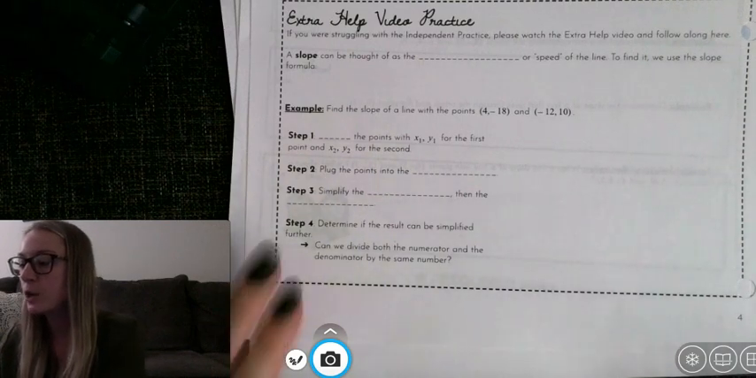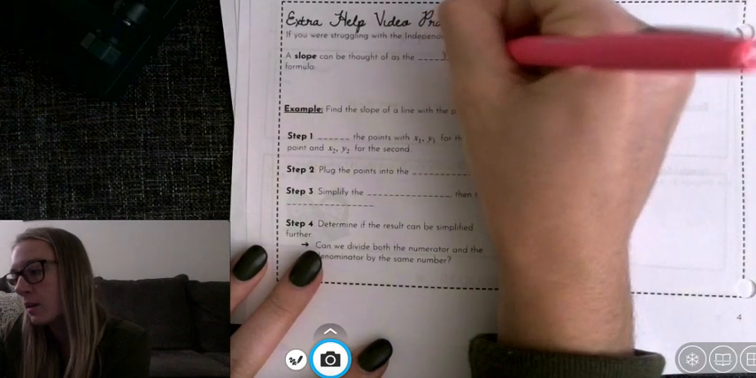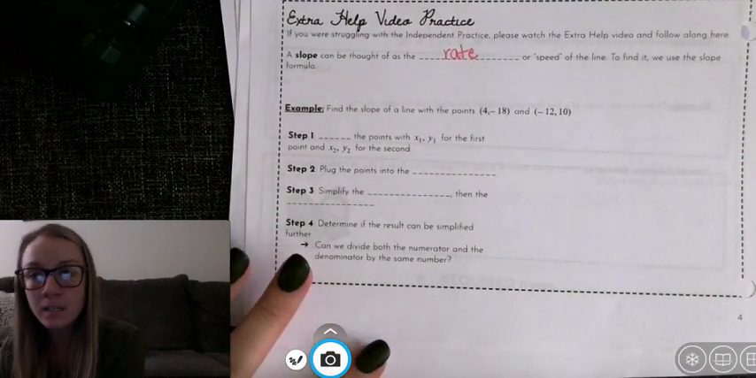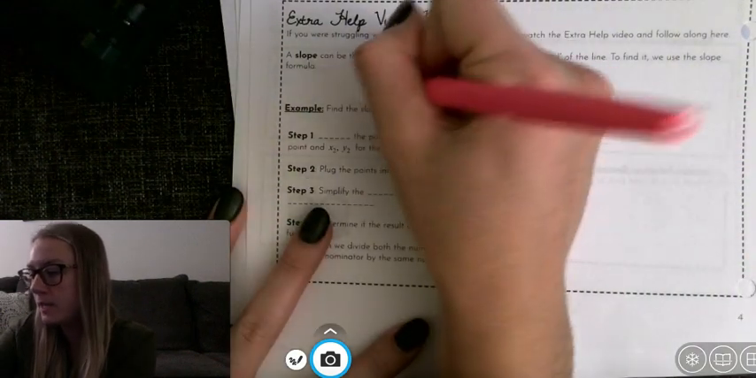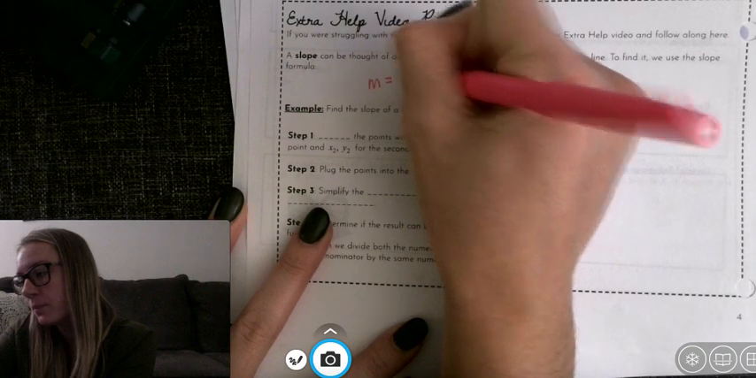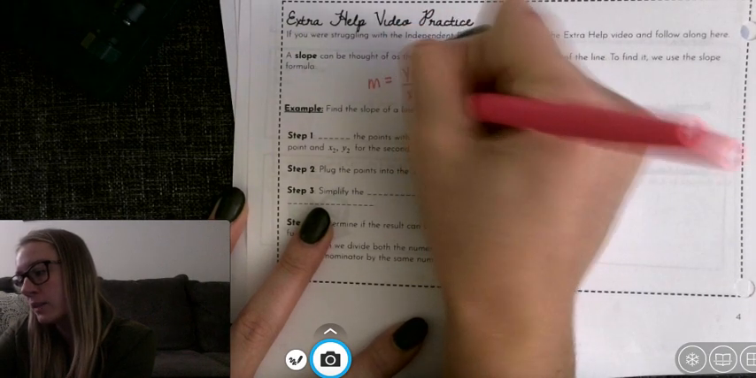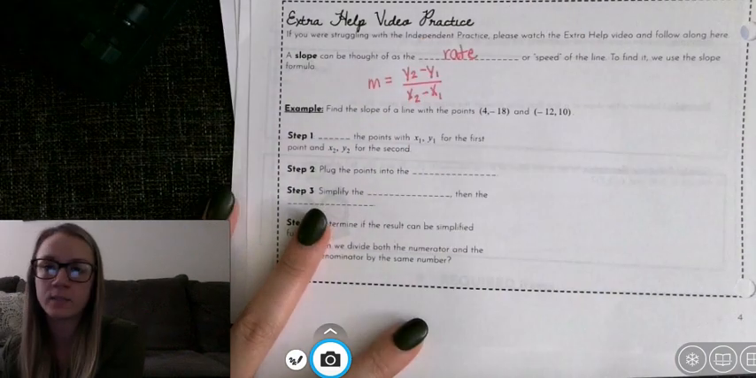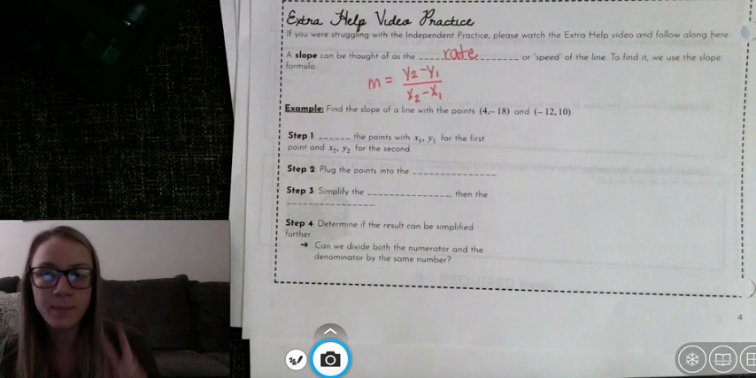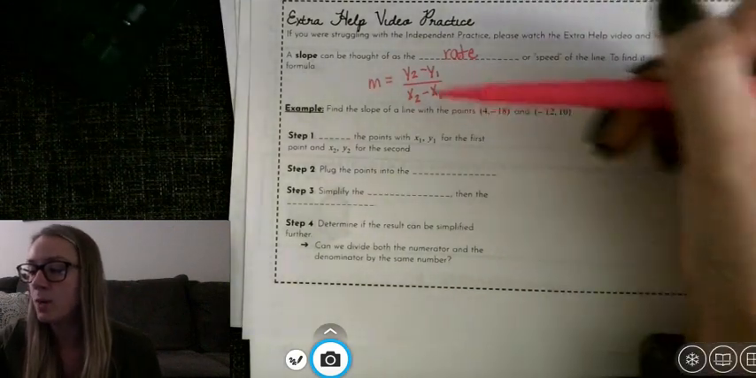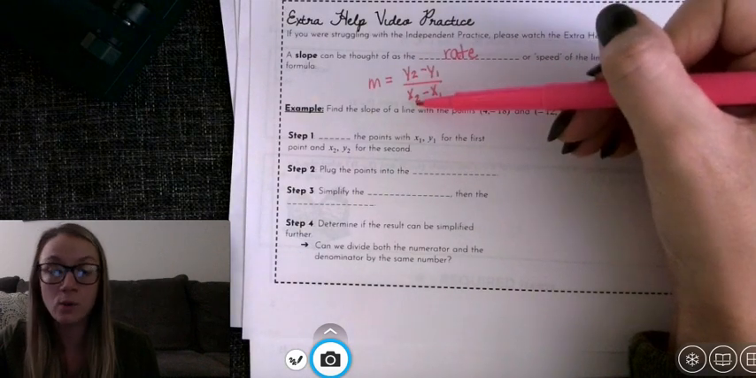So a slope can be thought of as the rate or the speed of the line. And to find it, we want to use our slope formula. So our slope formula is m equals y2 minus y1 over x2 minus x1. So we use m for slope, and then we subtract our y's on top and our x's on the bottom. And we should always make sure that when we line them up, the y and the x that are on top of each other do go to the same point.